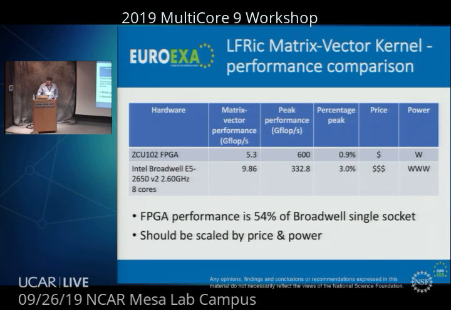Here's a performance comparison with an Intel multi-core CPU, a Broadwell with 8 cores. Using all 8 cores with OpenMP gives you 9.86 gigaflops. We're getting 5.3 gigaflops. So we're in the same ballpark. But as I said at the beginning, you have to bear in mind these chips are much less power hungry, maybe a factor of 10 less power, and they're also cheaper. I'm not sure about the exact figure there, maybe a factor of 2 or 3 in cost. So the fact that we're in the same ballpark is great.